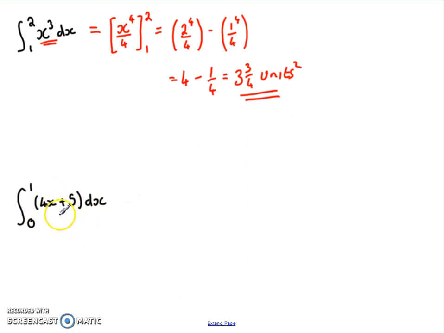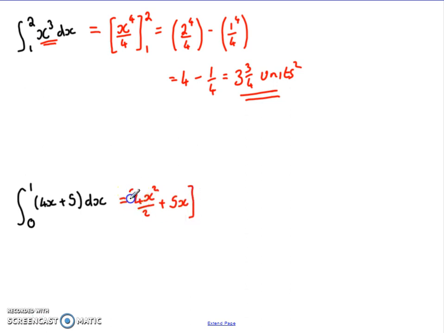Even if we've got slightly more complex functions like this, 4x plus 5, we still do the exact same thing. So it wants the integral between 0 and 1 of this. So first thing we have to do is integrate the function. So we've got 4x, we raise the power, squared, and divide by the new power, plus 5. Now remember, if it's just a constant and we raise it, it just becomes x.